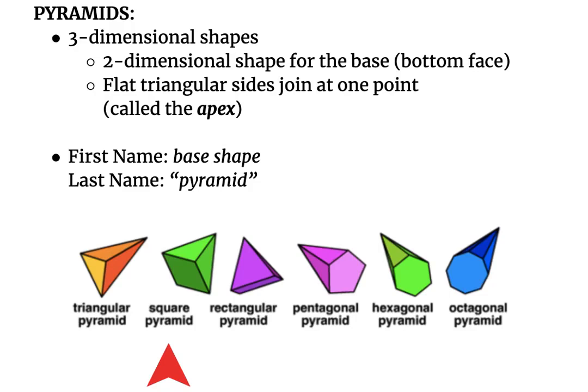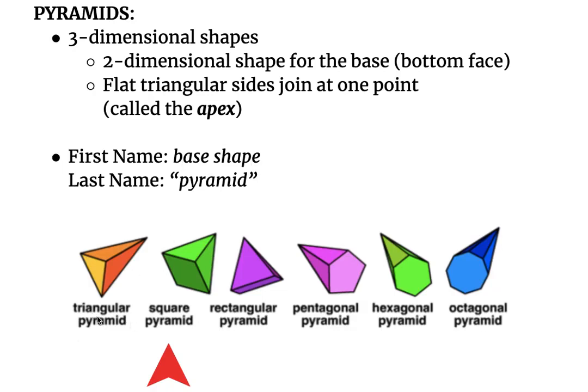You would think that this point is called a vertex, but pyramids are fancy. Their one point at the top is actually called the apex. So another vocab word for you. So similar to the prisms, all their sides are one particular shape, except in this case, all their sides are triangles instead of rectangles. And just like the prisms, each member of the family has a first name and a last name. Their last name is all pyramid, and their first name is whatever the base shape is.